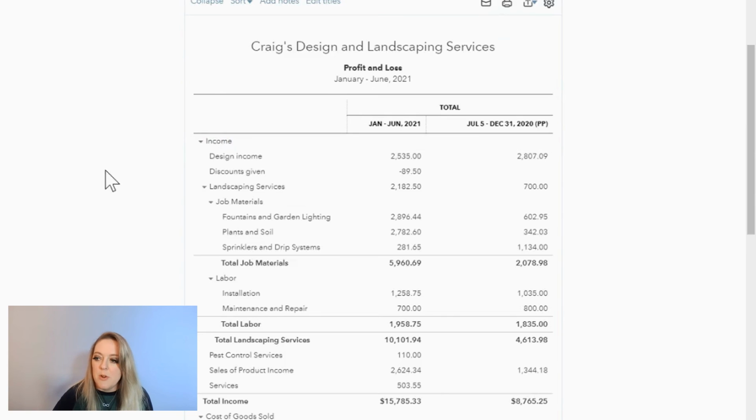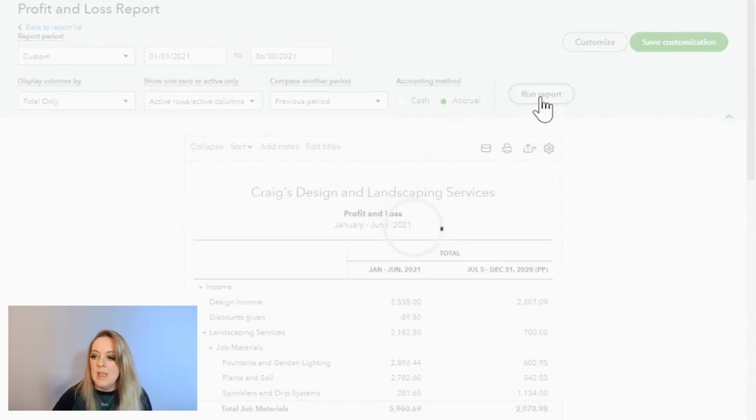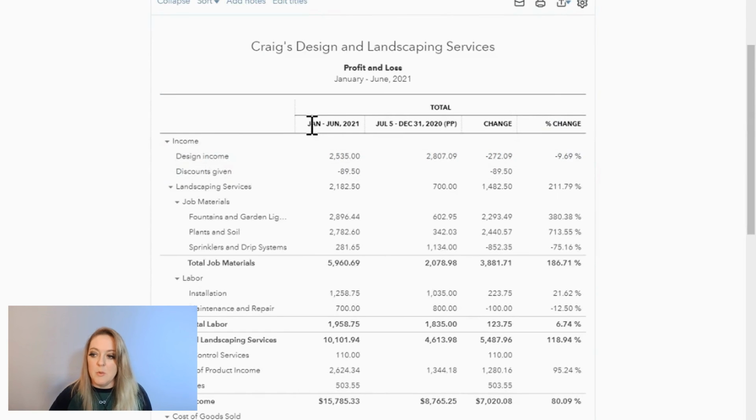So what this shows us with that previous period report is the current period that we were running the report on, the January through June, and then it shows us the previous 6 months so that we can see that change. And we can see that from July through December, they had total income of $8,700, $8,800. And then in January through June, they basically doubled this, dollar change versus percent change. So they've got 80% growth from the previous 6 months.